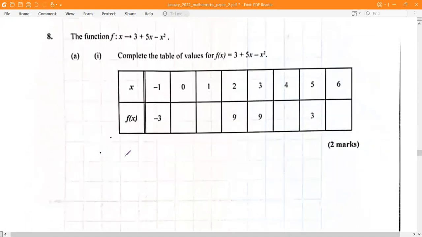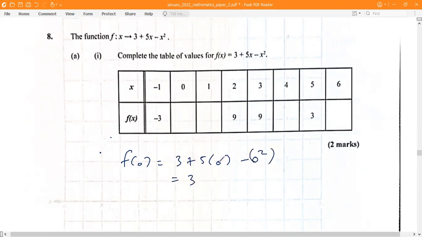is equal to 3 plus 5 times 0 minus 0 squared. All right. So this is equal to 3. 5 times 0 is 0, minus 0 is 0. So we get 3. All right, let's get x equal 1 now.